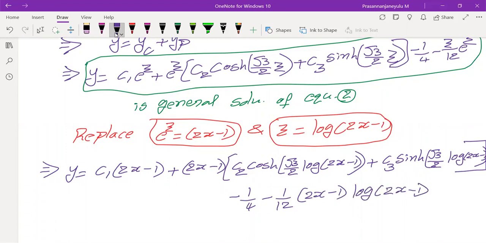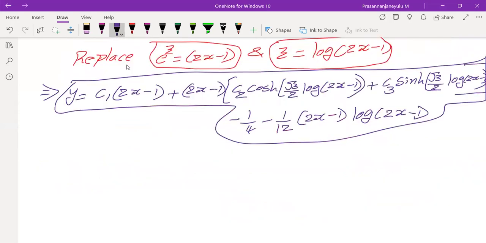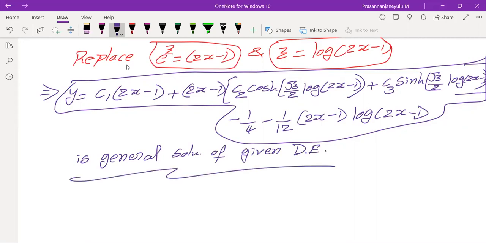So we got the solution in terms of x and y variables. Am I correct? This is the general solution of the given differential equation. Clear, students? This is the end of the problem.